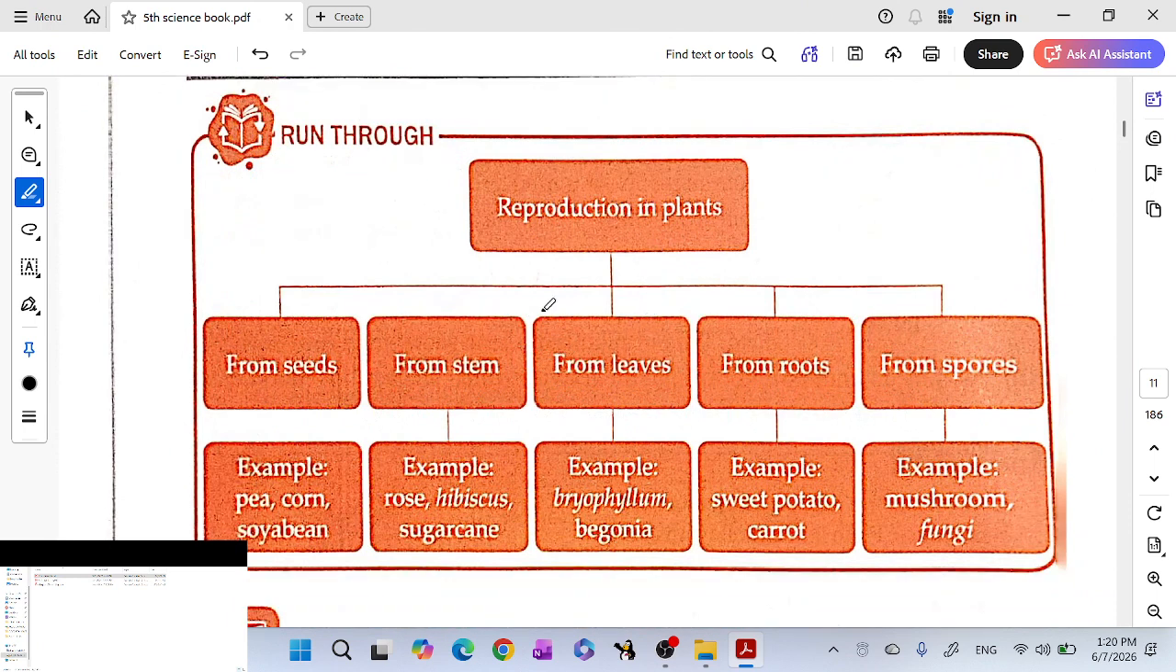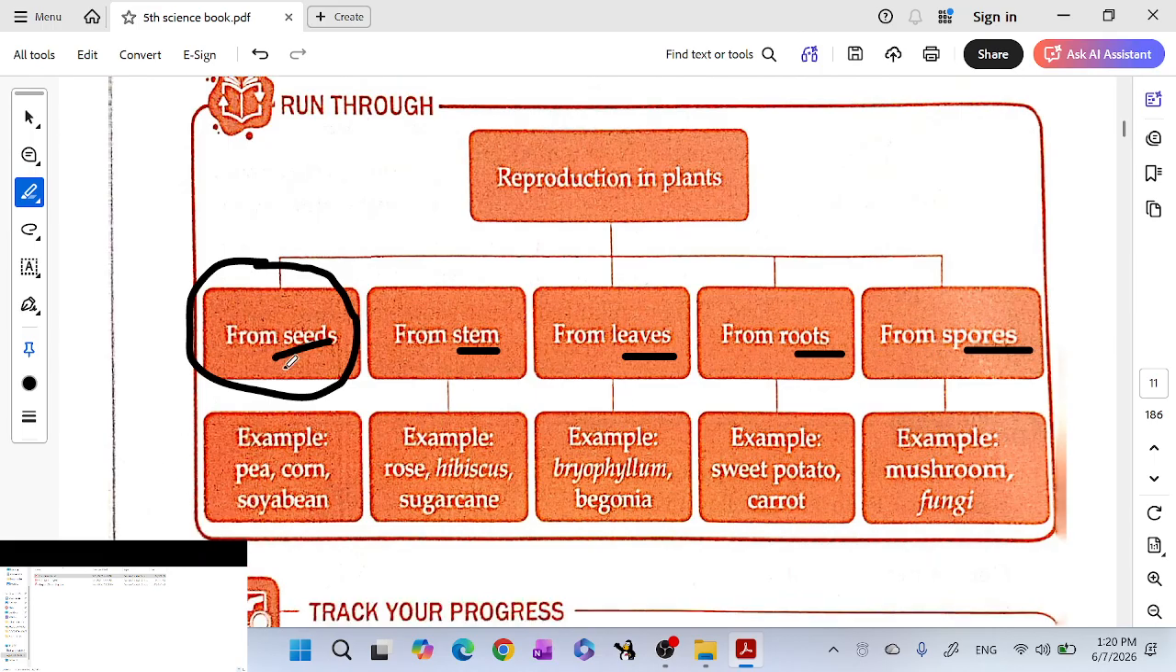Reproduction in plants. You already studied this. Reproduction happens with seeds, stem, leaves, roots and spores. This is one of the questions: in how many ways does reproduction happen in plants? From seeds, stem, leaves, roots and spores. Right? Now, from seeds, give me examples.